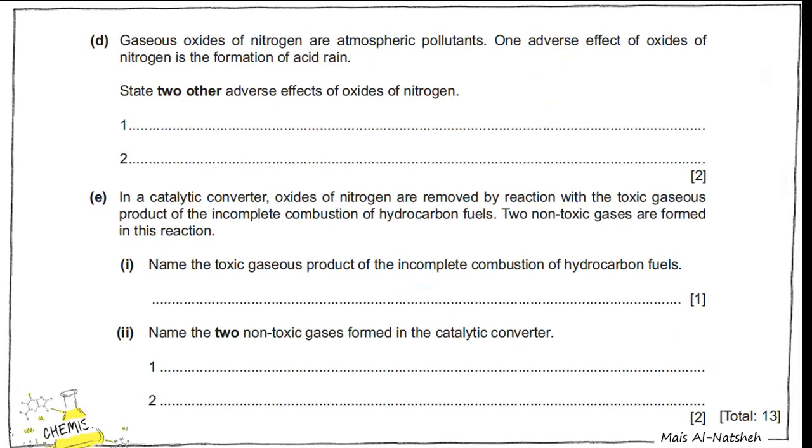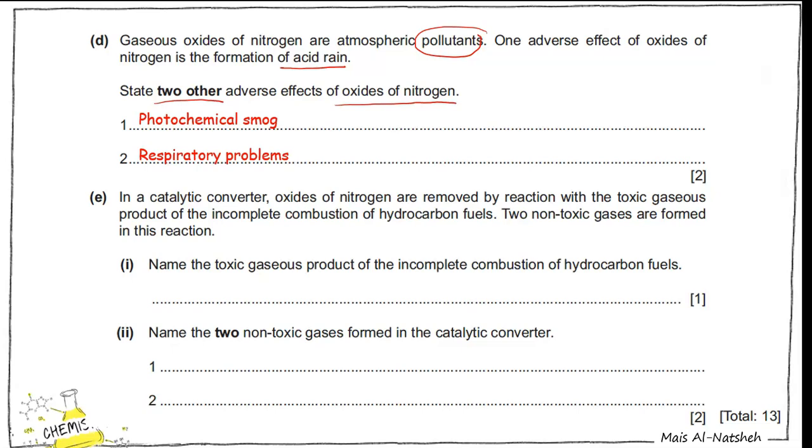Next part. Gaseous oxides of nitrogen are atmospheric pollutants. One adverse effect of oxides of nitrogen is the formation of acid rain. State two other adverse effects of oxides of nitrogen. Those are the formation of photochemical smog and respiratory problems.